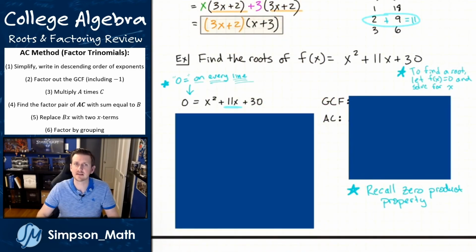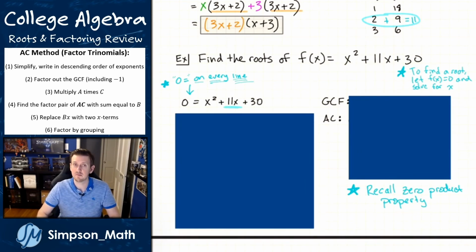All right, for our last example of this video, instead of just factoring, we're going to find the roots of f of x equals x squared plus 11x plus 30. So if you think back to my roots video, in order to find a root, that means we take the function and we let the function equal 0. So I say 0 equals x squared plus 11x plus 30. And every line underneath that will always have a 0 equals. Every single time I'll lead off with that 0 equals.